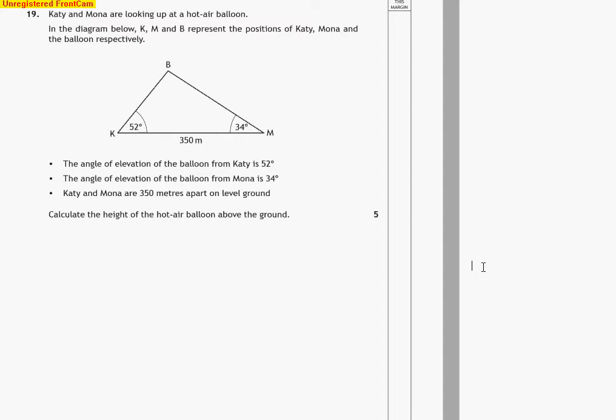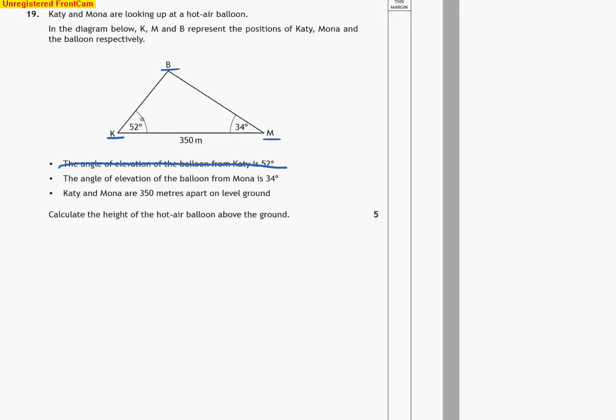All right. So Katie and Mona are looking up at a hot air balloon. Okay, so let's see, where's Katie? There's Katie, and there's Mona. They're looking up at a hot air balloon. In the diagram, that's represented by the diagram there. Angle of elevation 52.